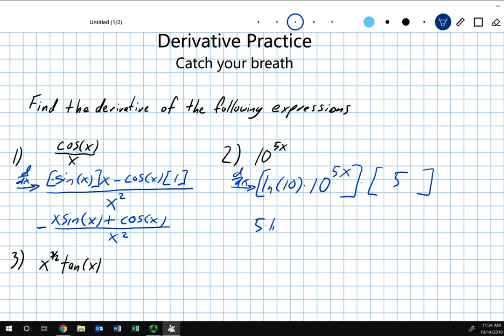We could try to write this a little cleaner if we want to. 5 times natural log of 10 times 10 to the 5x. That's not a whole lot cleaner. And that's about as clean as it gets. This might be a good time for you to practice simplifying just to make sure, if nothing else, you know when to stop. You know when there's really nothing else you can do, or when there is something you can do. So I know I often don't simplify, but maybe practice this time around. Okay, let's go ahead and move on to our next one.